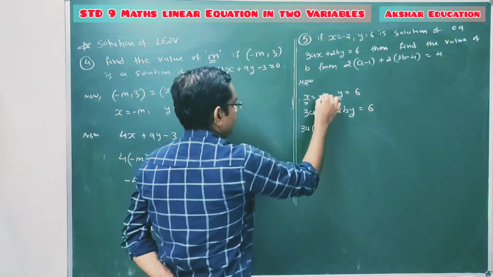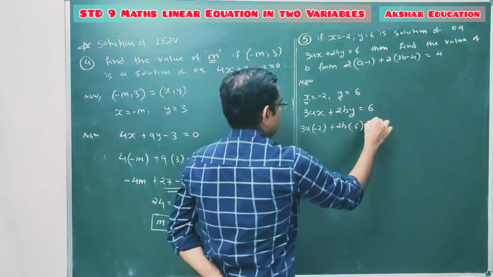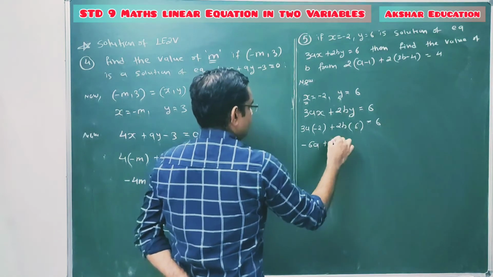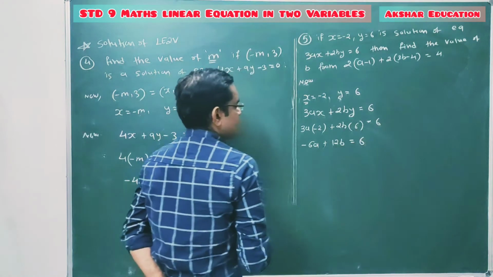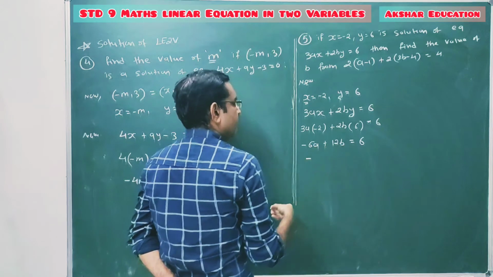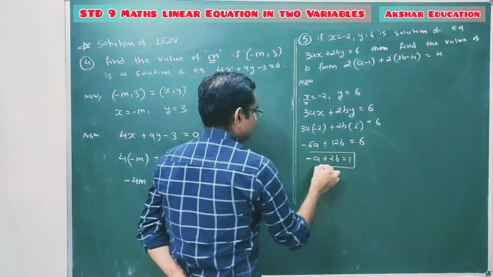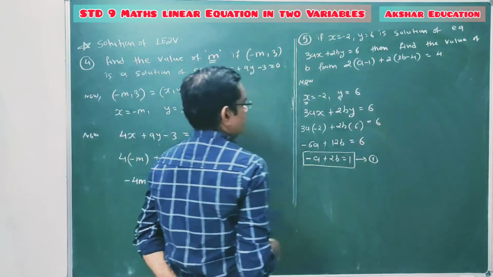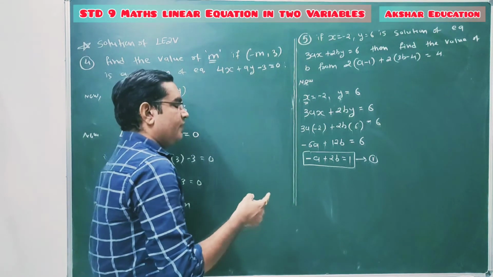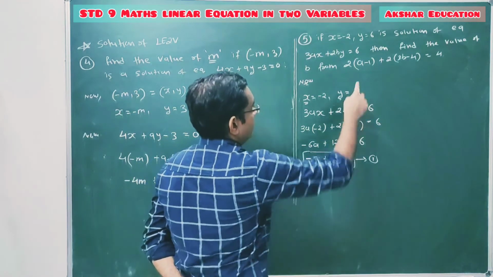So it's 3a into x, x is minus 2, plus 2b into y, y is 6, equal to 6. This is minus 6a, and this is 12b, equal to 6. Divide this equation on both sides by 6, that is, taking 6 common. It's minus a plus 2b equal to 1. Say equation number 1. Two variables are there. For the solution of any linear equation with two variables, we require at least two equations. So this is a two variable question, and one more equation is required, which is given.